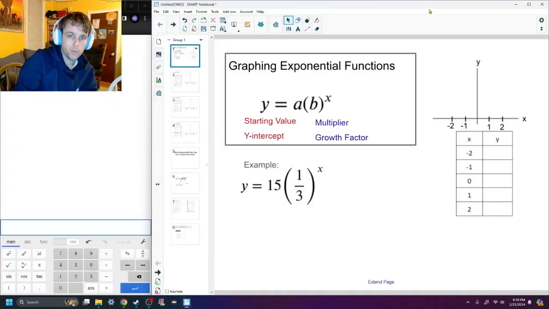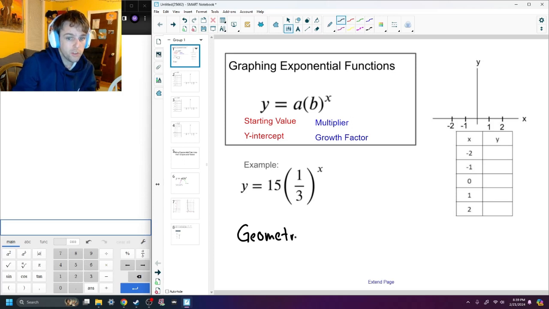All right, so we're going to be talking about graphing exponential functions. So an exponential function is a new type of function. It's sort of similar to something we learned about last semester called geometric sequences. Geometric sequences were kind of a version of this.